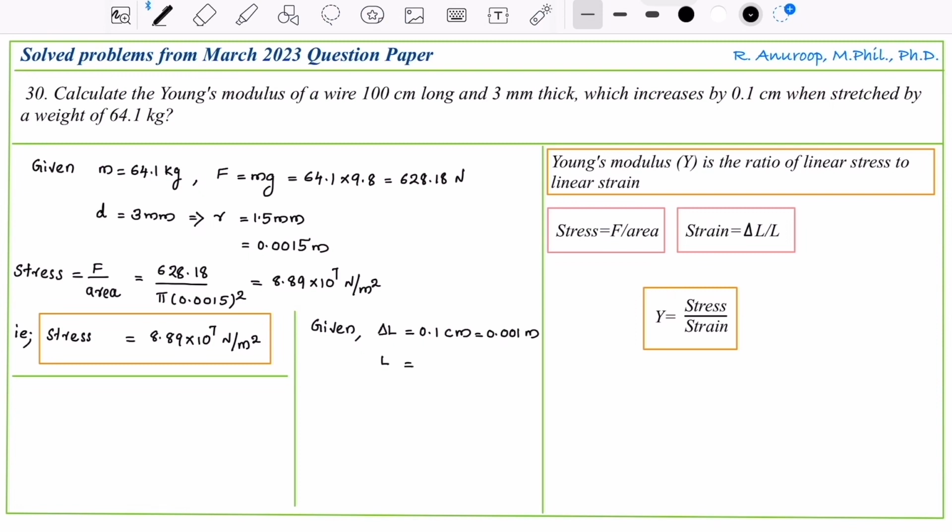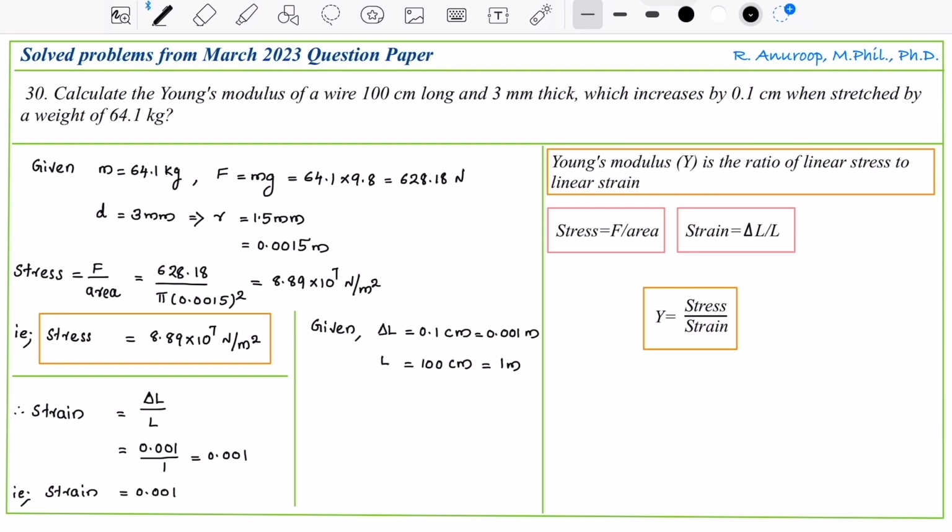Now the original length of the wire is 100 centimeter. L is equal to 100 centimeter, and that is equal to 1 meter. Now what is strain? Strain is equal to change in length by original length, that is delta L divided by L. Here delta L is 0.001 divided by 1, that is 0.001. There is no unit for strain, that is strain is equal to 0.001.